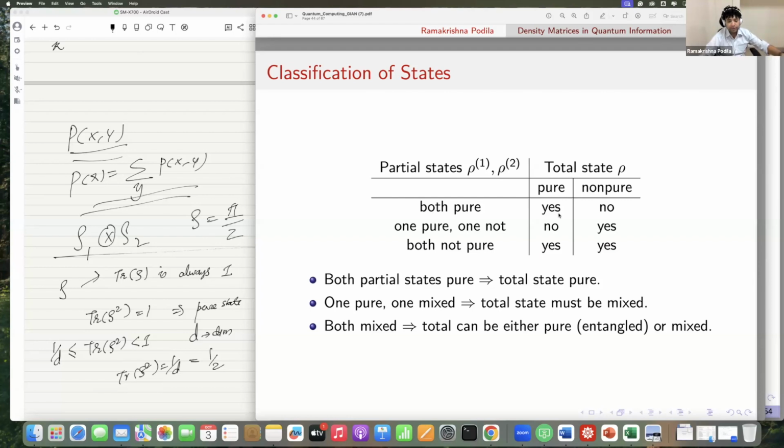Any questions on pure and mixed states? Okay.